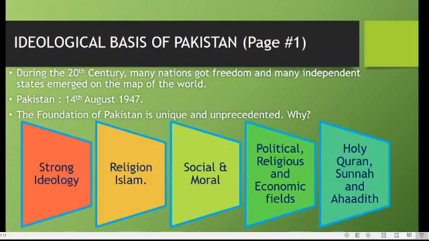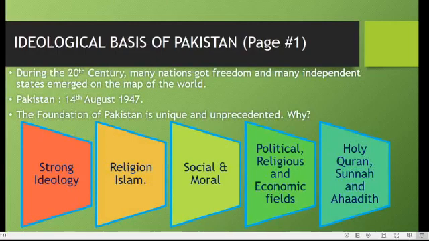Okay, and what is this Islamic system? The Islamic system is based on the Holy Quran, the Sunnah of Hazrat Muhammad sallallahu alaihi wasallam, and the hadith. Okay, so this very system was declared the basis of Pakistan. Quickly, I'm repeating this again: why is the foundation of Pakistan unique?